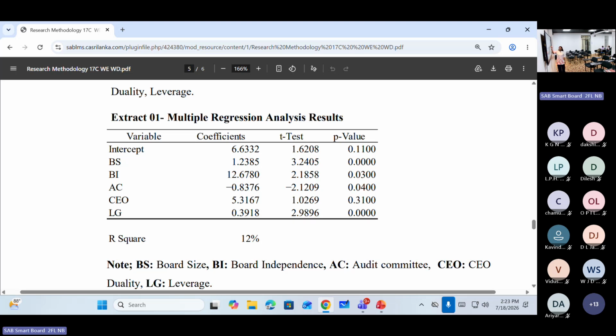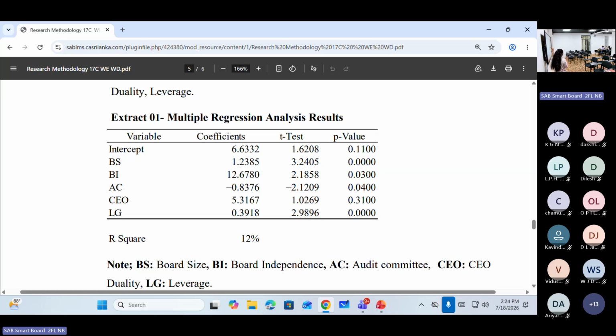Do we need to identify the intercept value? No, the intercept is not needed, because that is not a variable. Board size, is that less than 0.05? Yes, it is. So that means this is a significant variable. Significant with what? With your dependent variable. Very good.